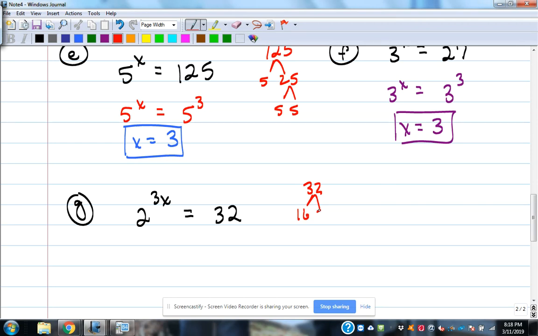So that's 16 and 2, 8 and 2, 4 and 2, 2 and 2 again. 1, 2, 3, 4, 5. 2 to the 5th.